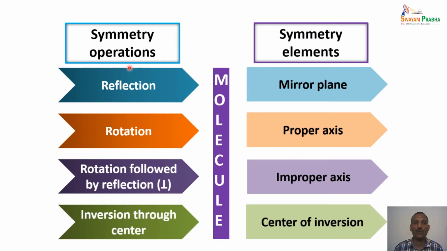In other words, we perform the reflection. If there is a reflection plane, then we say the molecule has a mirror plane. In the same way, we rotate the molecule and if we get an indistinguishable object, then we say the molecule has a proper axis. So basically we perform these operations to identify which symmetry elements are present. So this is how we can study our symmetry operations, and symmetry elements are interrelated to each other.